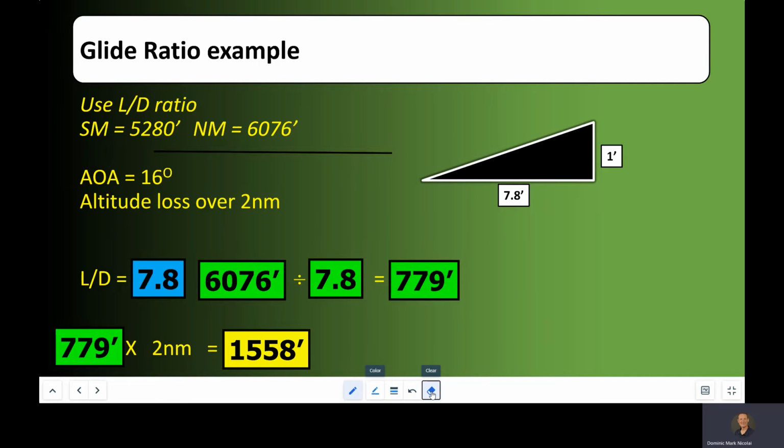So just to recap, from figure 3, at an angle of attack of 16 degrees, that equates to a lift to drag ratio of 7.8. Every time you go 7.8 feet forward, you lose 1 foot of altitude.